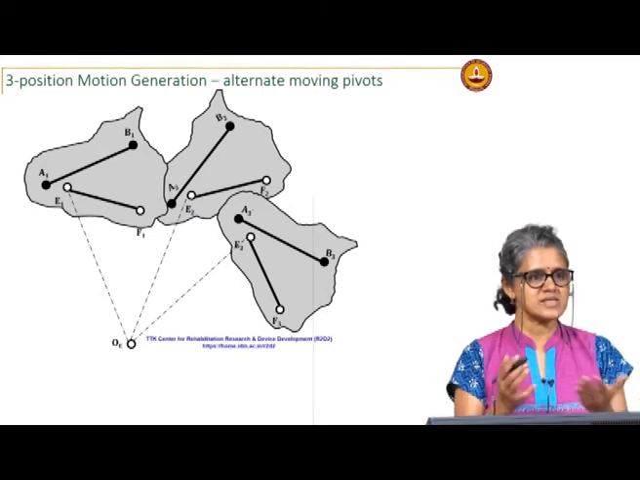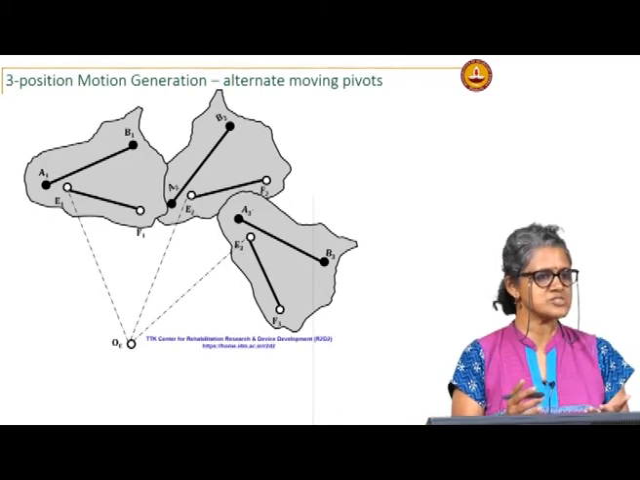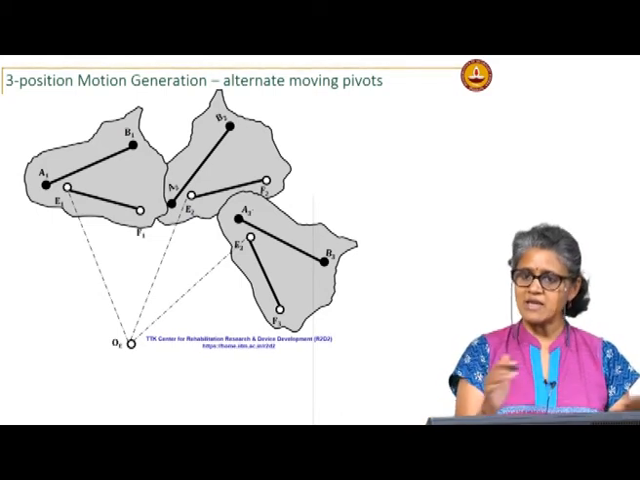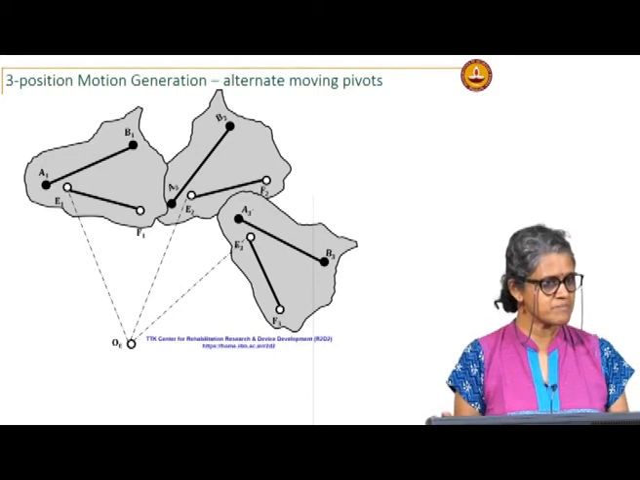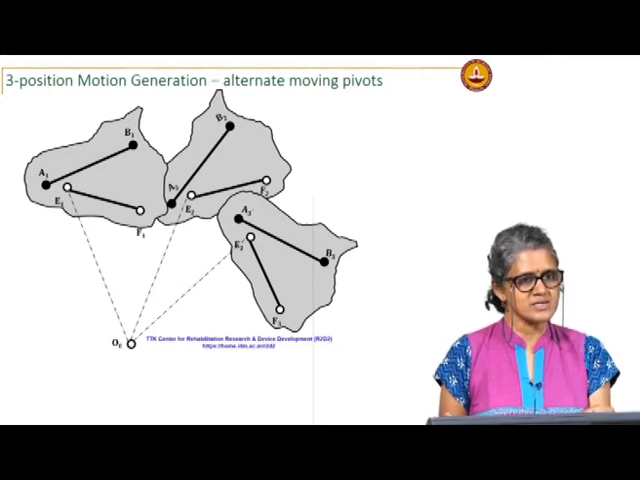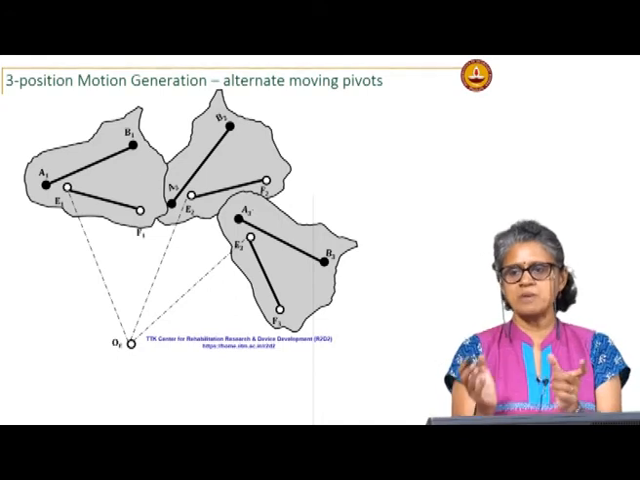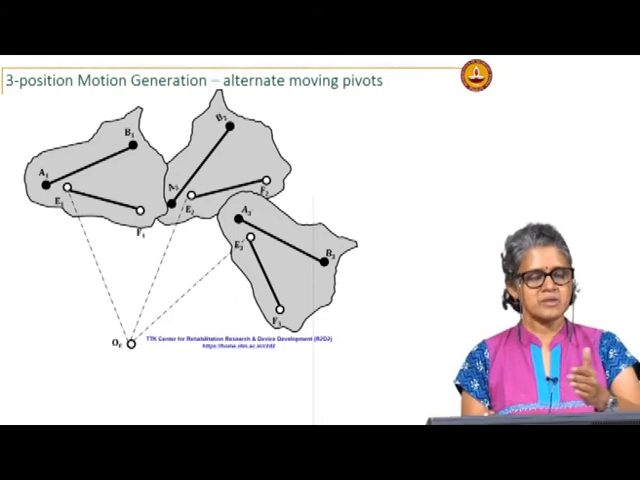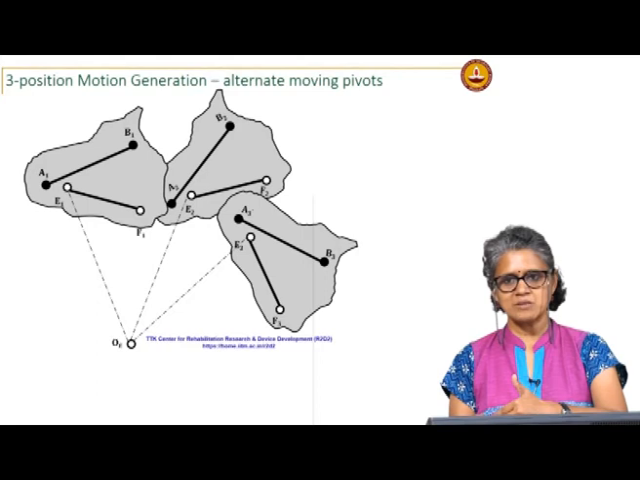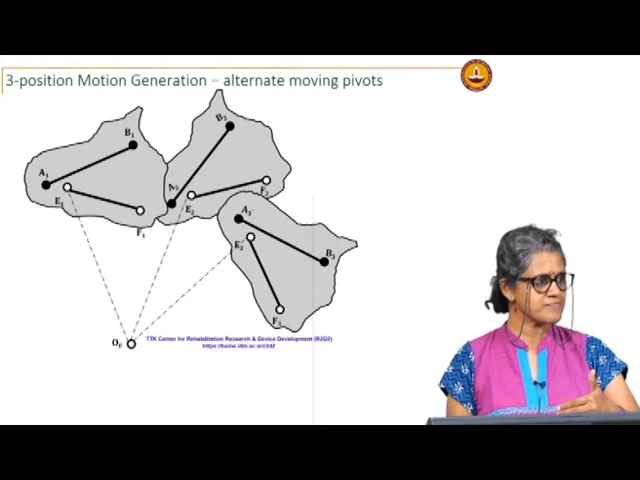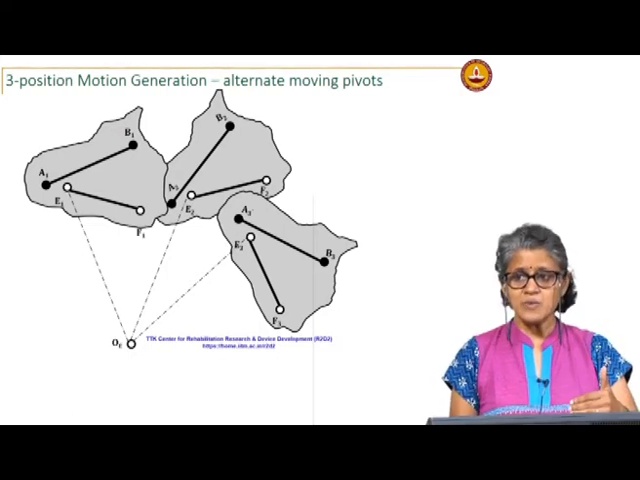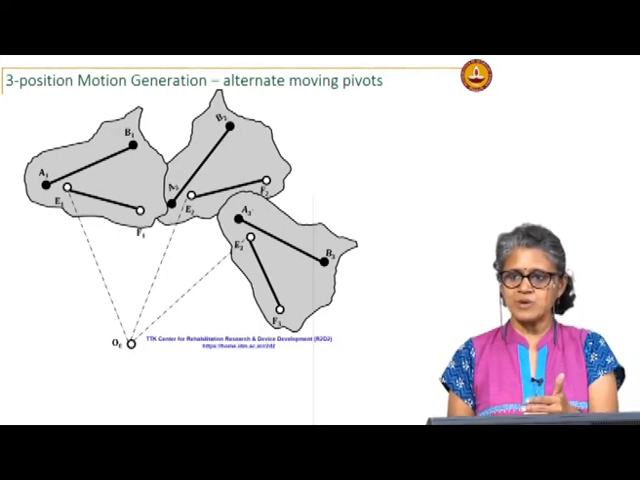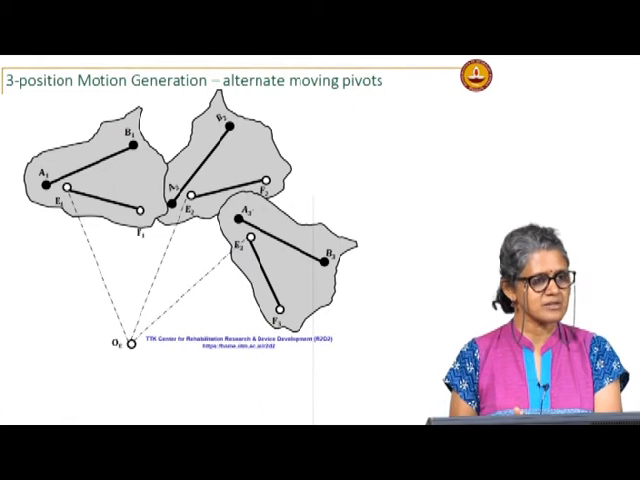It is a rigid body, they are all points on the same rigid body, so they are invariant with respect to AB. So, I just change my problem from A1, B1 moves to A2, B2 moves to A3, B3. If I pick EF as my moving pivots, then I say E1, F1 moves to E2, F2 moves to E3, F3.